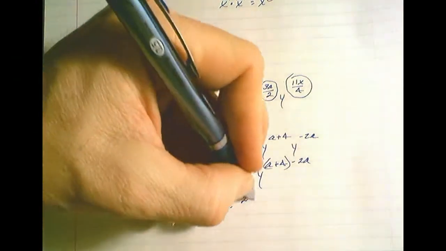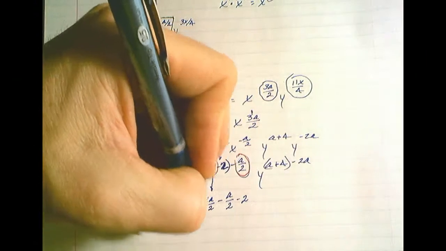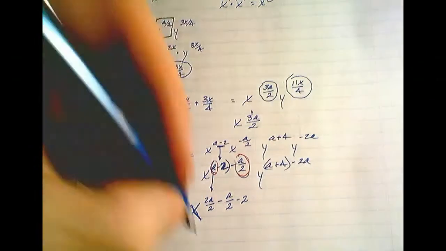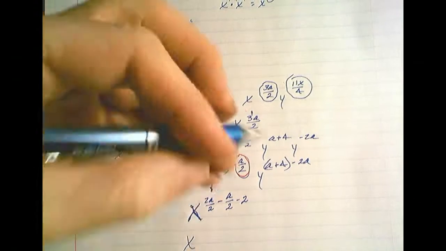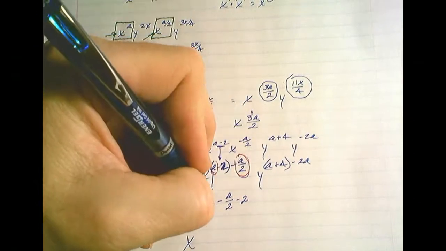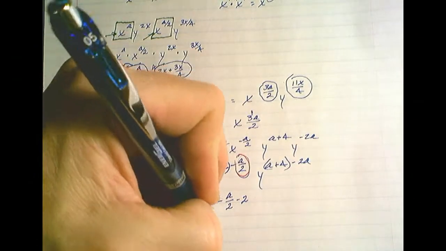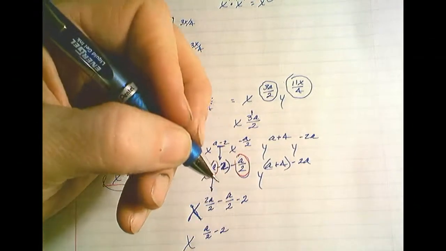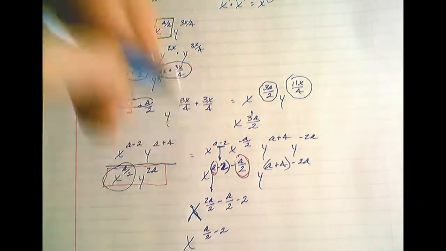Okay, remember this is all exponents to this x. I'm going to make that x bigger so you can tell that it's an exponent. Okay, let's just keep going with the x. We'll come back to the y up here in a minute. 2a minus a is just a over 2 minus 2. Okay, so that's as simplified as you can get the x.